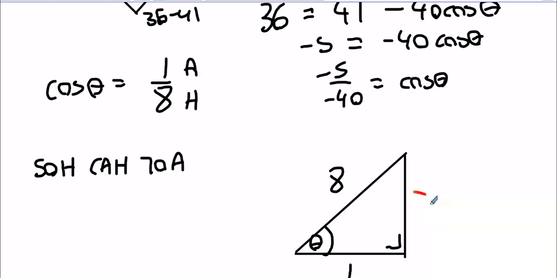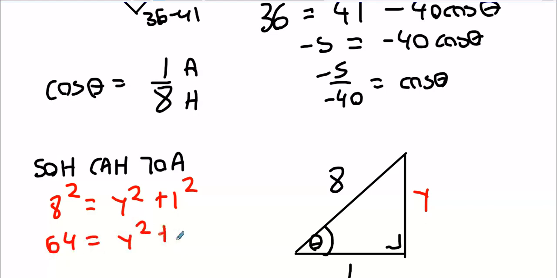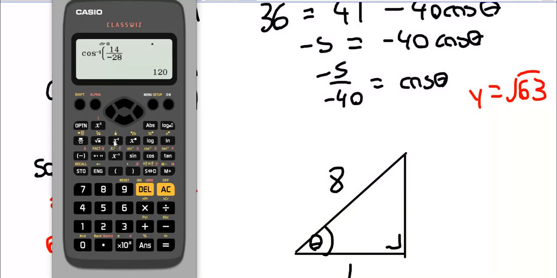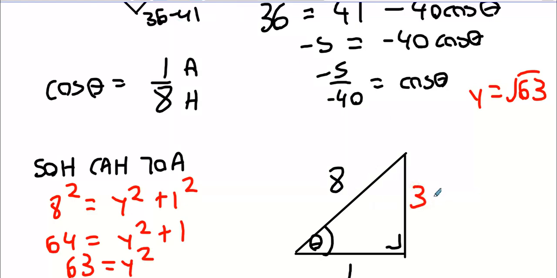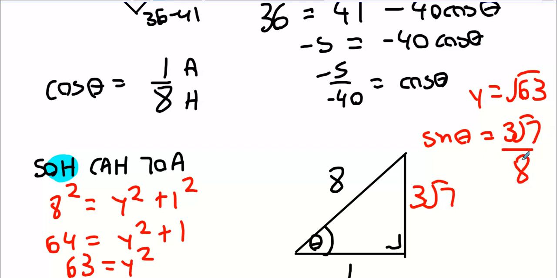I'll name it y, for argument's sake. So 8 squared equals y squared plus 1 squared. 64 equals y squared plus 1. 63 equals y squared, and then root 63. What is root 63? Somebody said earlier. 3 root 7, yeah? Okay. Now, how do you find sine theta then? Sine is what, lads? Opposite over hypotenuse, which is 3 root 7 over 8. And that, lo and behold, is our answer.